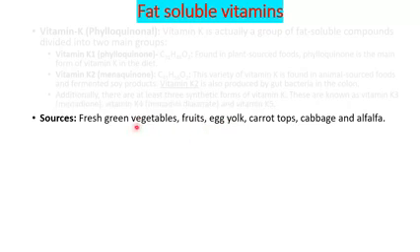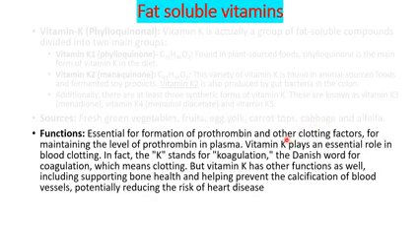So sources as usual: green vegetables, fruits, egg yolk, carrot tops, cabbages and alfalfa. Functions: this is essential for the formation of prothrombin, and other clotting factors, for maintaining the level of prothrombin in plasma. So vitamin K plays an important role in blood clotting. If there is vitamin K deficiency, the blood won't clot that easily. In fact the K stands for koagulation, a Danish word for coagulation, which means clotting. But vitamin K has other functions also: it supports bone health, prevents calcification of the blood vessels, and reduces risk of heart diseases.